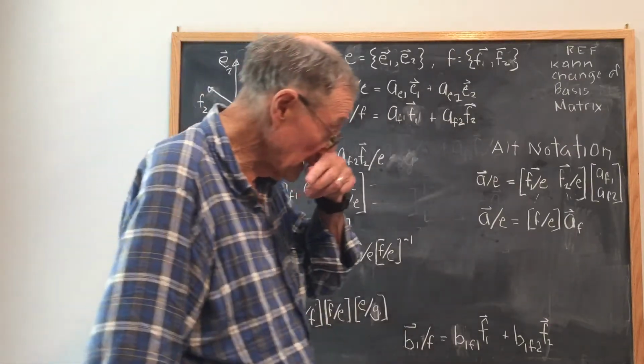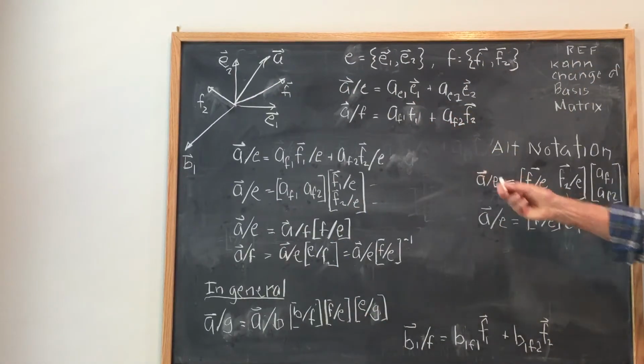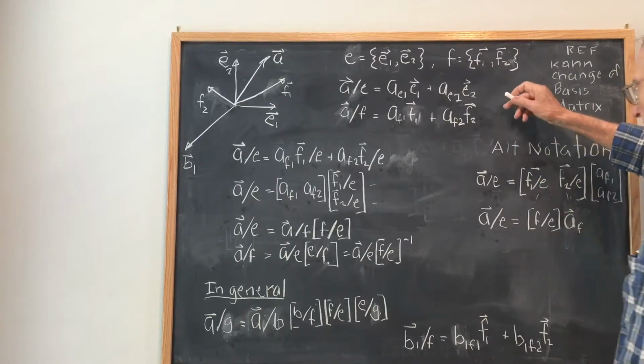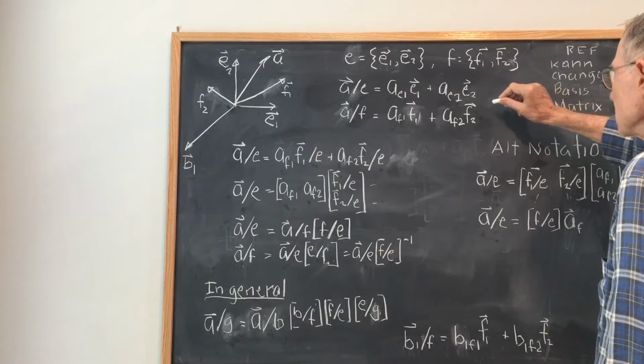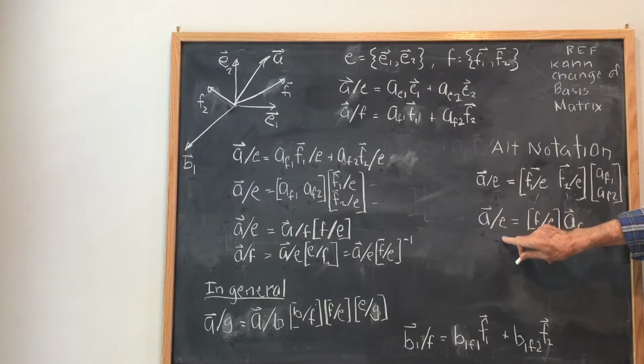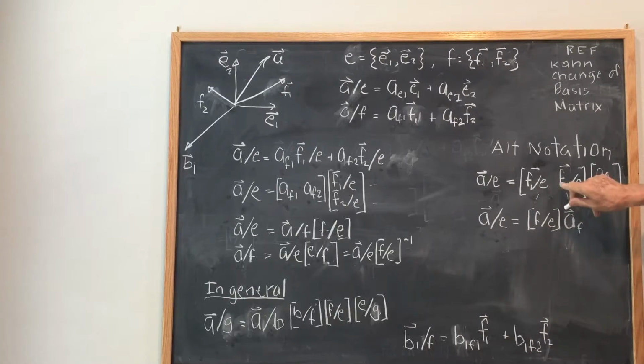Now, there is an alternate notation that you could use. I could say that A with respect to E was equal to the column F1 with respect to E, F2 with respect to E, times the column A_F1, A_F2. That just follows from this here. In which case A with respect to E is the change of basis matrix F with respect to E times A sub F, as defined here. You have to be clear on which notation you're using. So this is more standard in this sense.